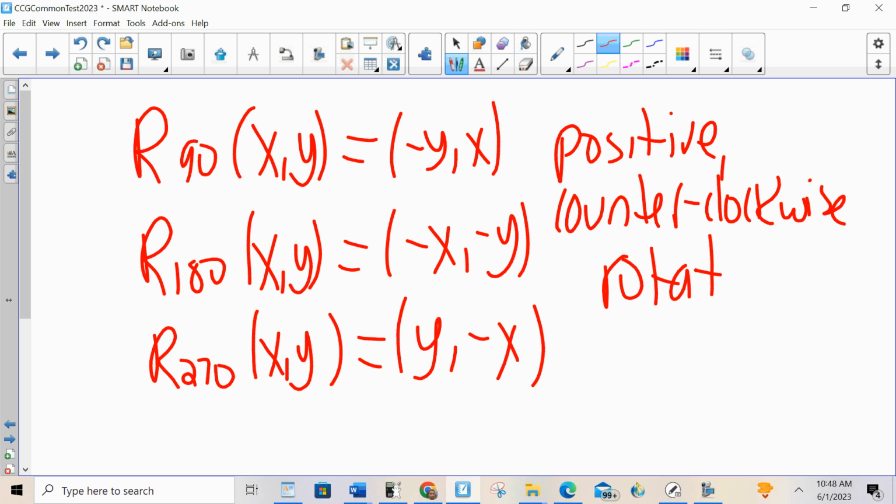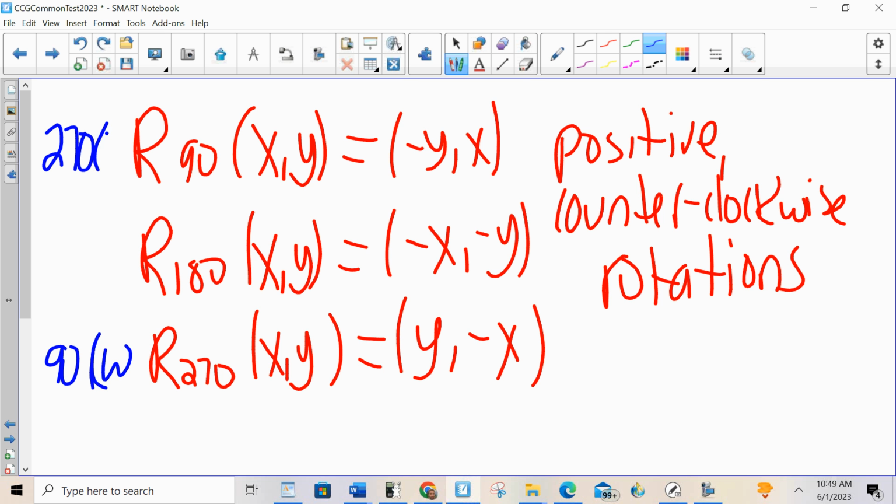If I'm going clockwise, then it's the opposite. So if I wanted to go 90 degrees clockwise, that would be the same as 270 counterclockwise. And if I want to go 270 clockwise, that would be the same thing as 90. So that will come up.